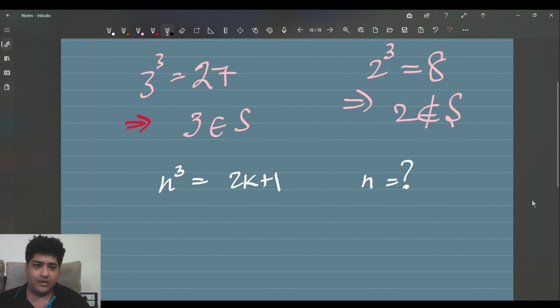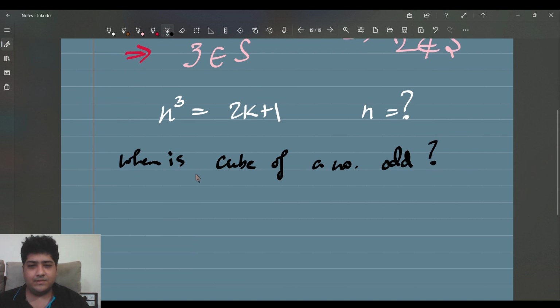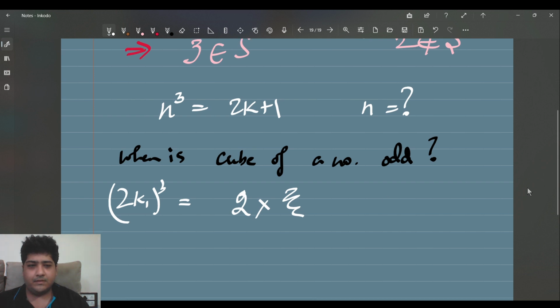When is the cube of a number odd? So what if the number is even? Can its cube be odd? If the number is even, it will be some 2k, because it's a multiple of 2, right? So can its cube be odd? Well, no, because you can always factor out a 2 and it will be 2 times something.